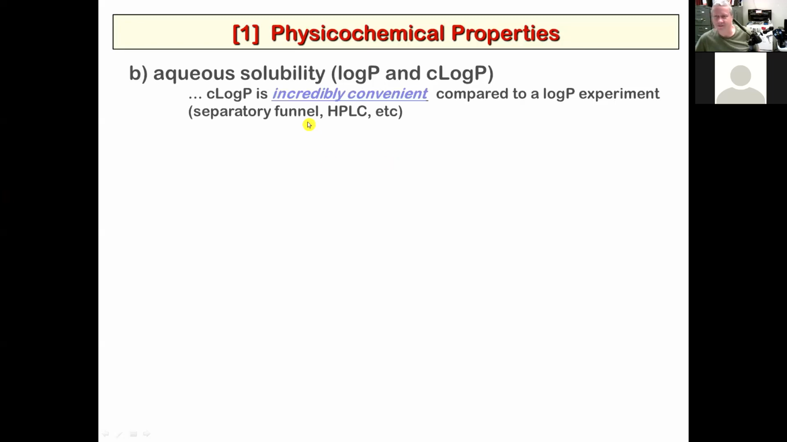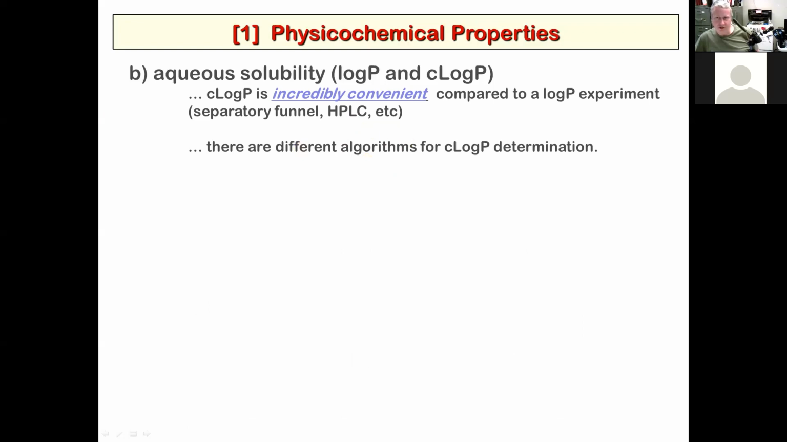So C log P is convenient compared to log P. You don't need a separatory funnel. You don't need to get an HPLC, which is $50,000 equipment. The chemicals are cheap though, but it's nice being able to do this on a computer. As you can imagine, is there just one magical way to do C log P? Probably not. There are like 1,000 ways to do C log P. And it depends on what tools you have access to, right?